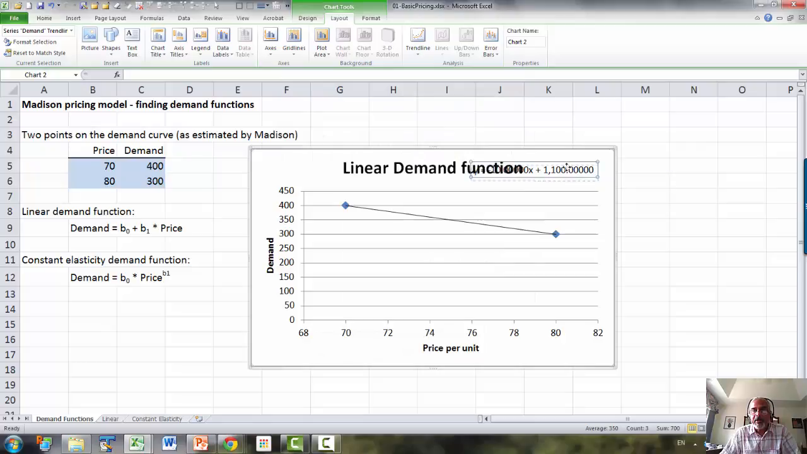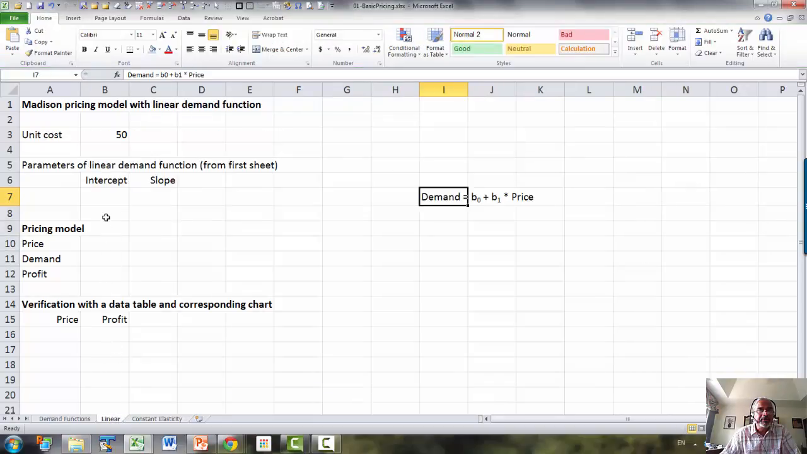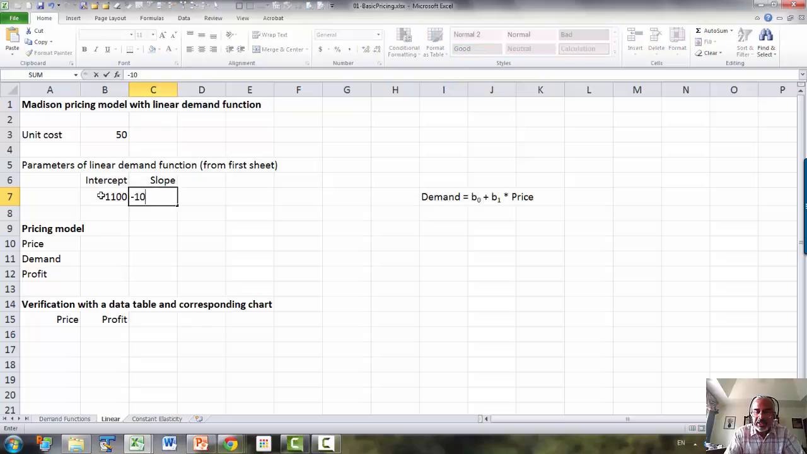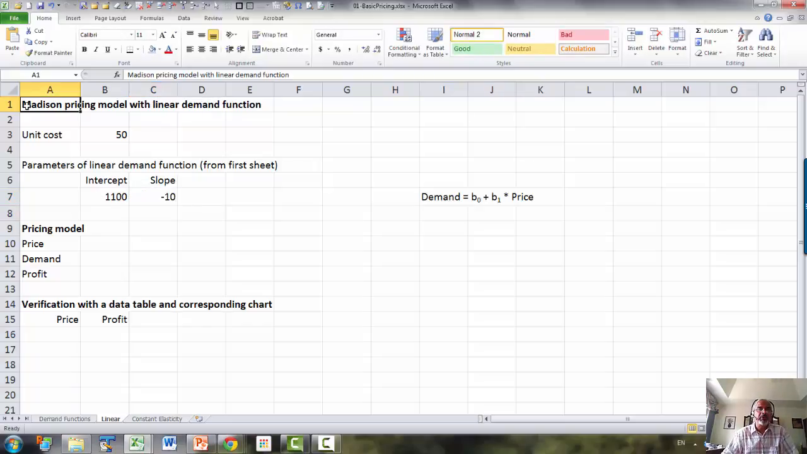Now let's move that down here. You see that the decimal places are all 0. So 1100 is your B sub 0 and minus 10 is B sub 1. Let's go to the linear tab and enter those values there: 1100 is the intercept and minus 10 is the slope. We'll come to this sheet in just a little bit.